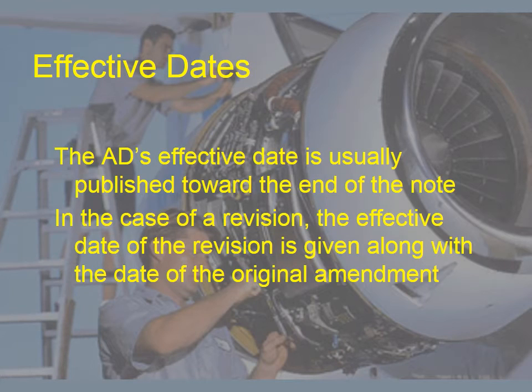The effective date of an airworthiness directive is usually found in the last sentence of the body of the AD. In the case of a revision, the effective date of the revision is given along with the effective date of the original amendment.